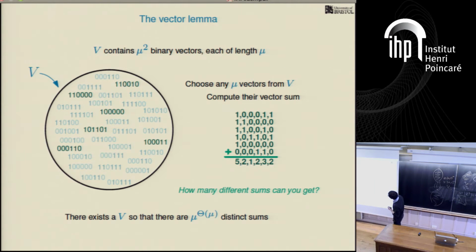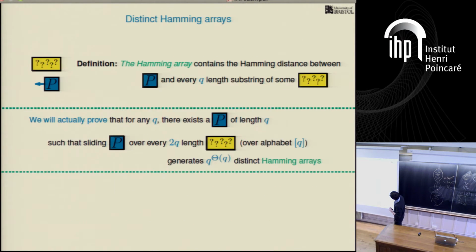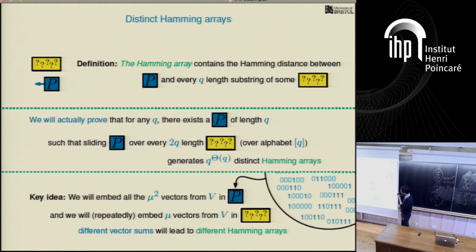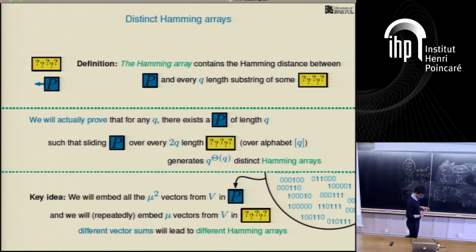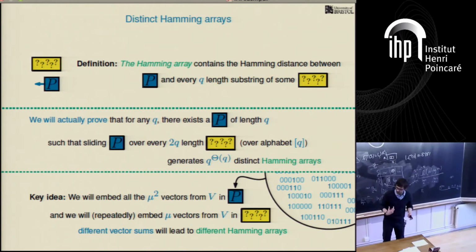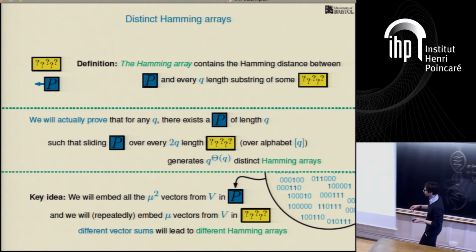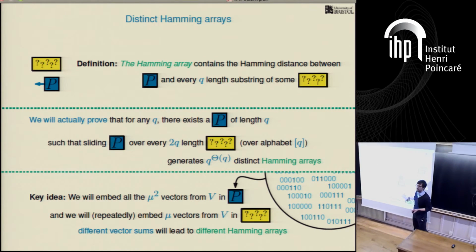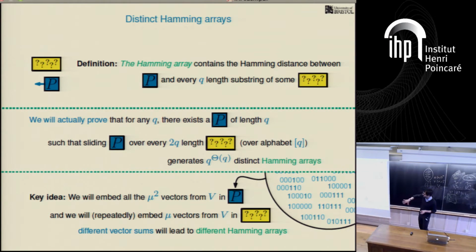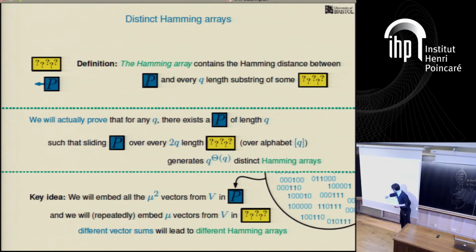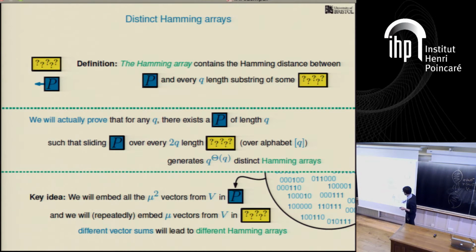So what I want to do is use this to prove this thing that we saw a minute ago. Here's the idea. We're going to take these vectors, and the vectors are going to be embedded very literally in the pattern. The pattern is essentially just going to contain the vectors in some encoded form. So I'm going to take the mu squared vectors from V, each has length mu, and I'm going to put them in P, literally one after the other, pretty much.